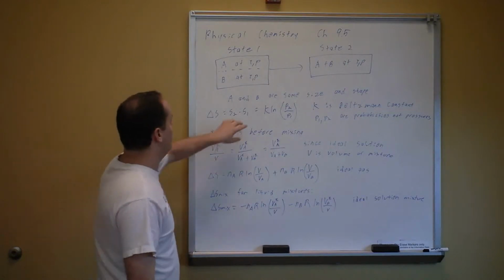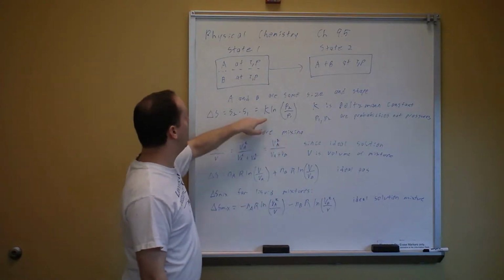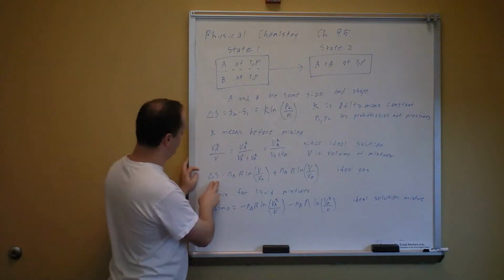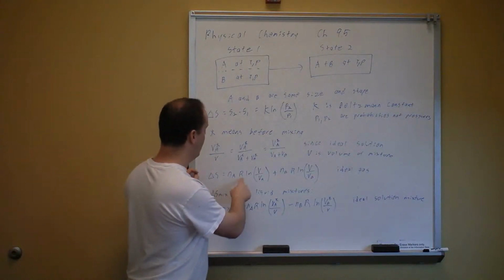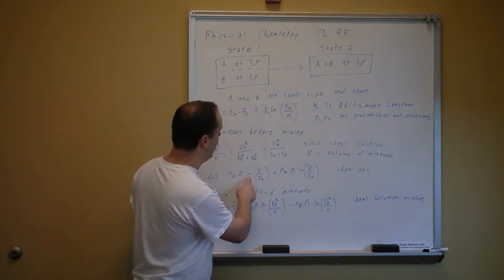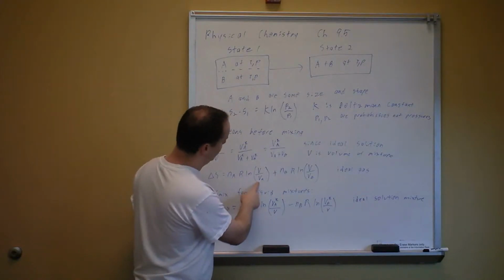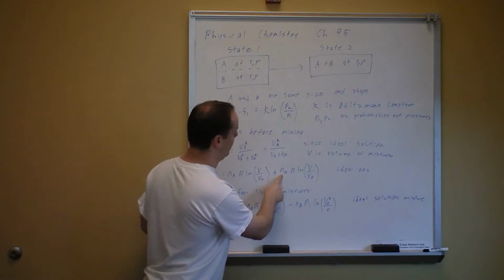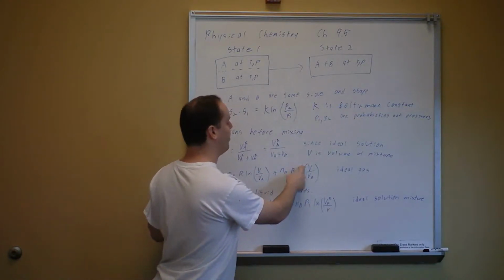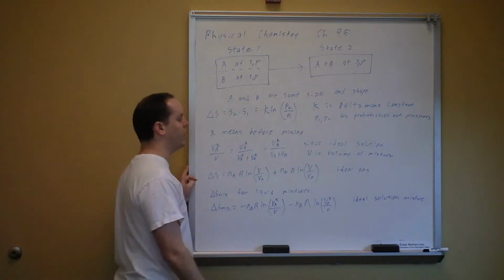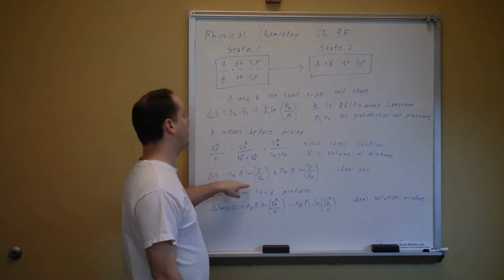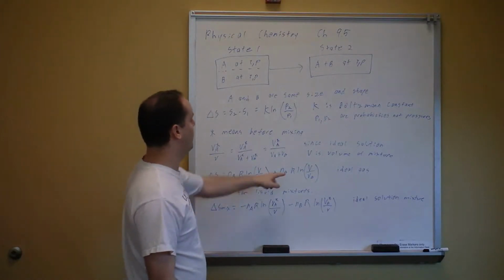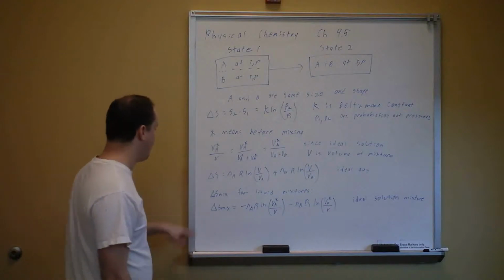Now, if you take this and use your ideal gas law, you can also derive that delta S is equal to the number of moles of A times R times the natural log of total volume divided by the volume of A, plus the number of moles of substance B times R times the natural log of total volume divided by the volume of substance B. But again, this would only be true for an ideal gas, because obviously we used PV equals nRT.